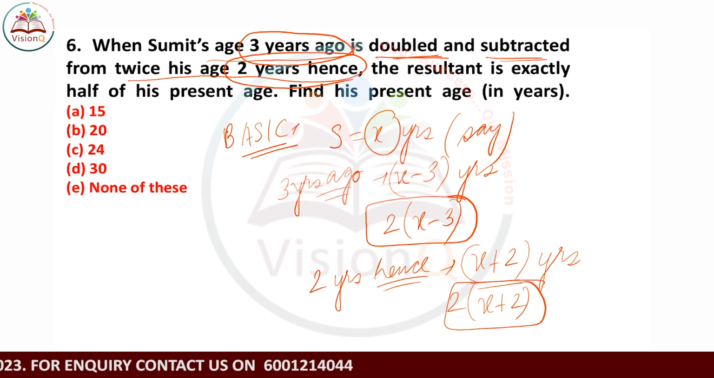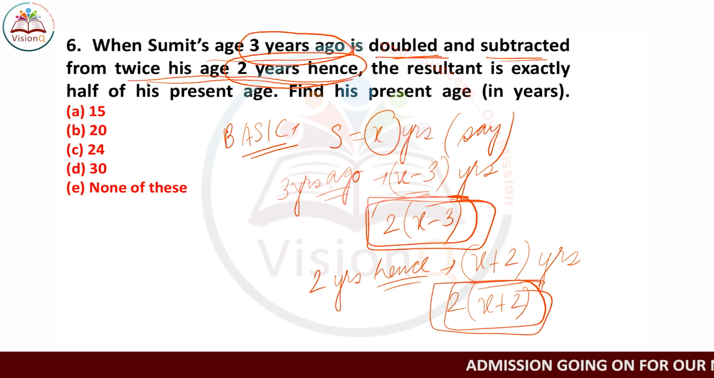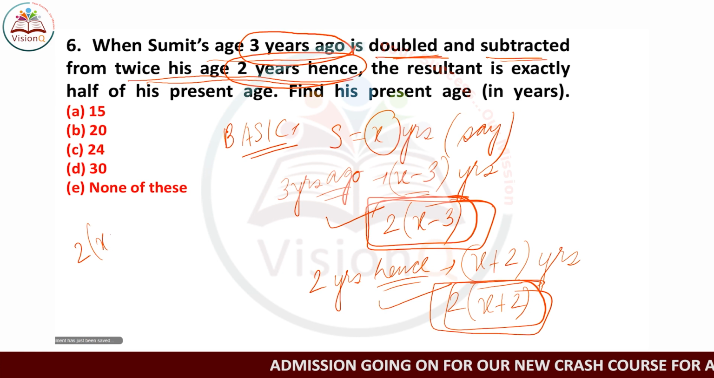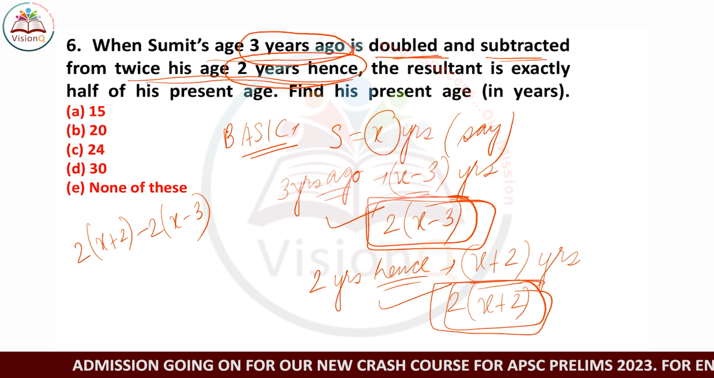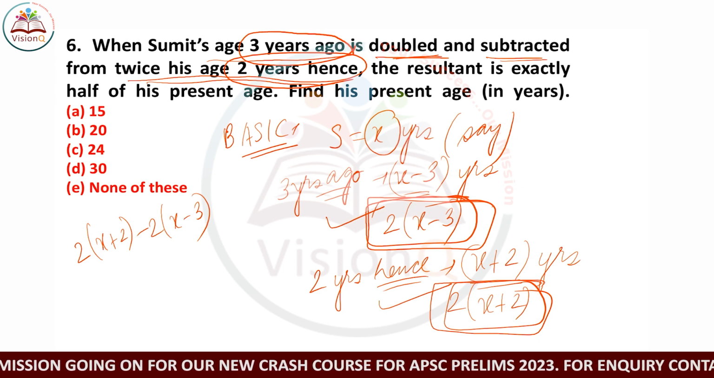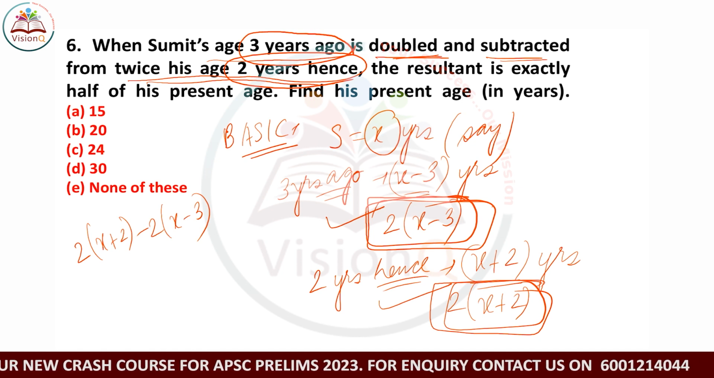So it is given in the question like this. When this value, 2 into x minus 3, that is twice his age 3 years ago, is subtracted from twice his age 2 years hence, that means 2 into x plus 2 minus 2 into x minus 3.